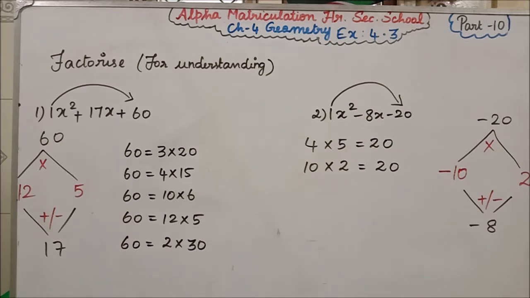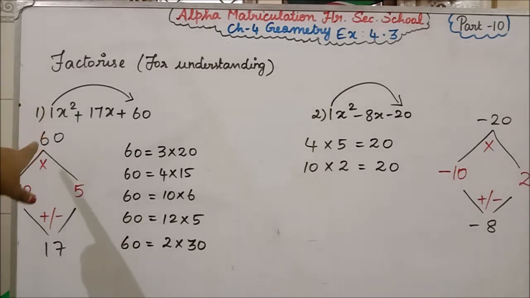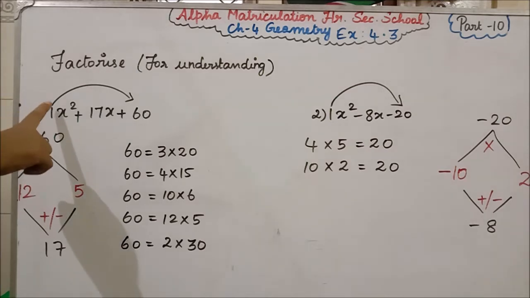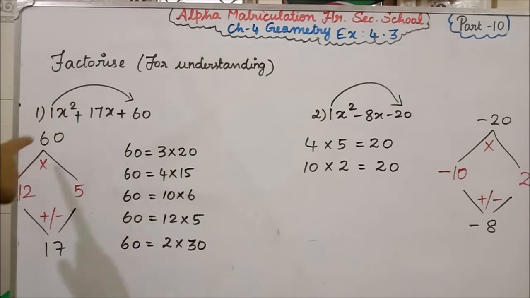Now I will explain the first question. 1x square plus 17x plus 60 we are having. See, we are having an x square term, an x term, and a constant term. First, what we have to do is multiply 1 into 60. Before x square, if there is no number, you have to consider it as 1. So 1 into 60 is 60. In the bottom you have to get 17. Students, after writing this, immediately see that everything is positive.